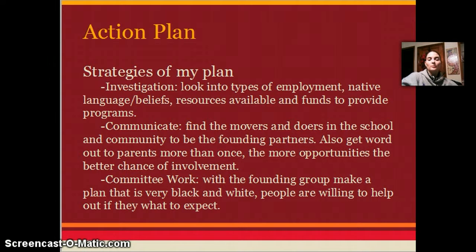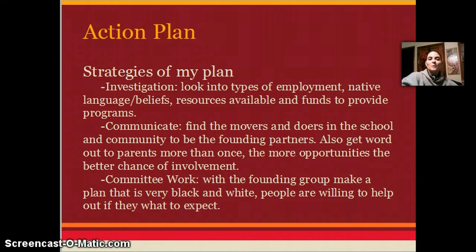Next, in my communicate phase, we're going to find the movers and doers in the school and the community to be founding partners. We also want to get word out to parents more than once in more than one way that the opportunity to be involved is there, and by providing the communication in multiple means and multiple ways might give us a chance of a higher involvement rate.